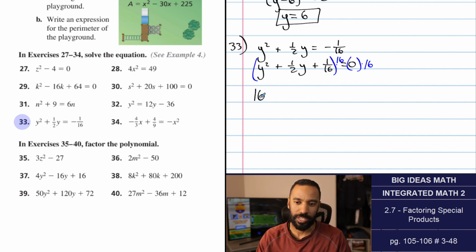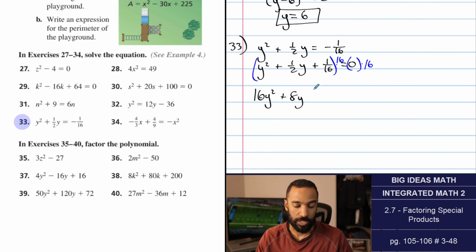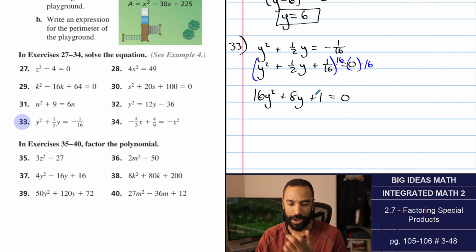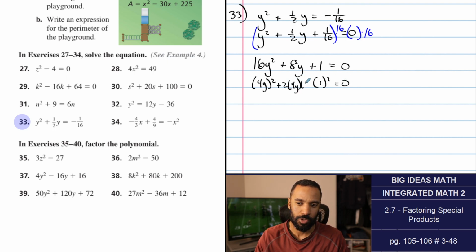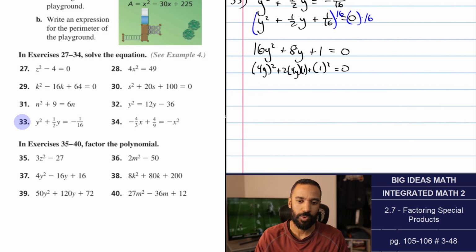16 times y squared is 16y squared. 16 times 1/2 y is 8y. And 16 times 1/16 is 1. You know, we got it down to its smallest fraction. That kind of helped us get what we needed. Is this a perfect square trinomial? This is 4y. Let's kind of write this one out. This is 4y squared, and this is 1 squared, and 8y is doubling 4y times 1. So yes, it's still a perfect square trinomial.